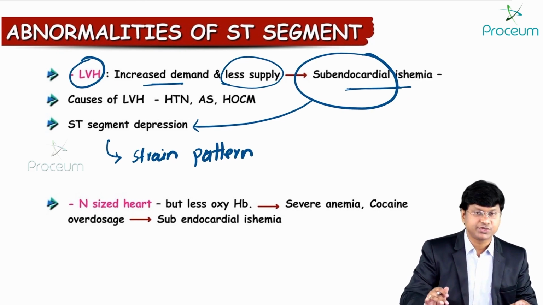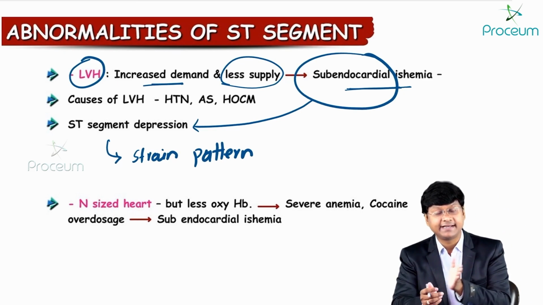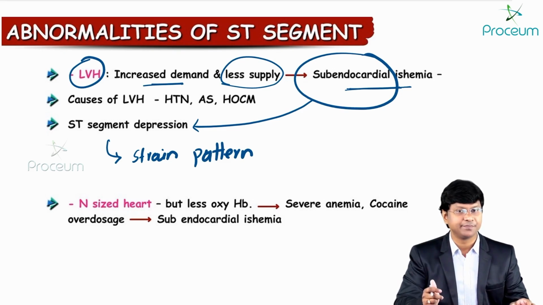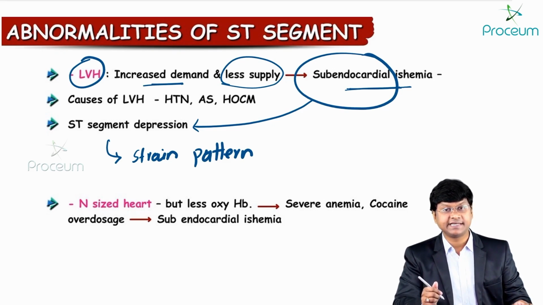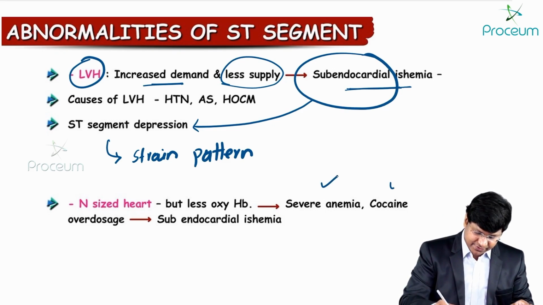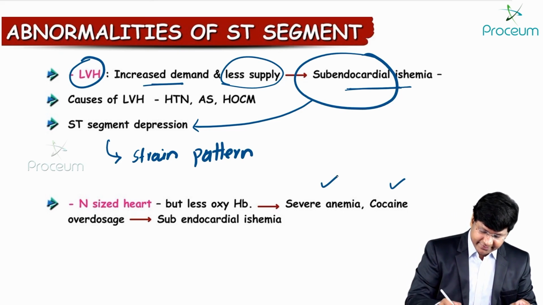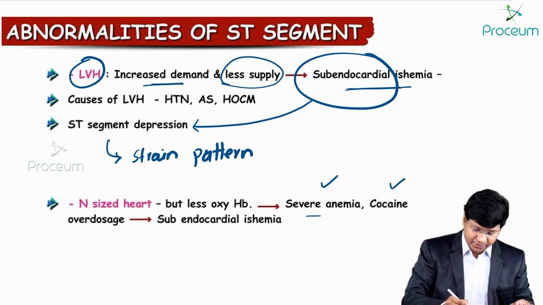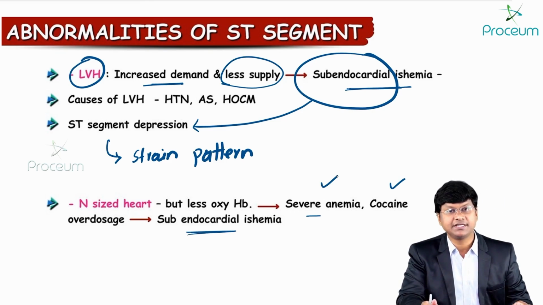And you will see this particular strain pattern mainly in the precordial leads, okay? And that too, the later leads, that is V4, V5 and V6 in left ventricular hypertrophy. The other conditions where you can have ST segment depression are severe anemia and cocaine overdosage. In anemia, there will be less oxyhemoglobin, there will be reduced supply, that will lead to subendocardial ischemia. Whenever there is subendocardial ischemia, they can have ST segment depression.